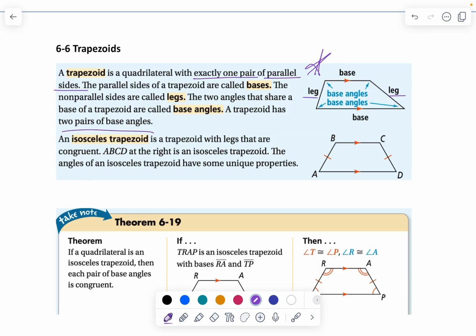Now, an isosceles trapezoid, which is the one that we're mainly going to focus on, we can see a little bit better here that the legs are congruent. It's symmetrical. The legs are congruent. We've got our parallel bases. And then also, I'm going to draw in the diagonals here for fun. So the diagonals, just like a rectangle, the diagonals are also congruent here.